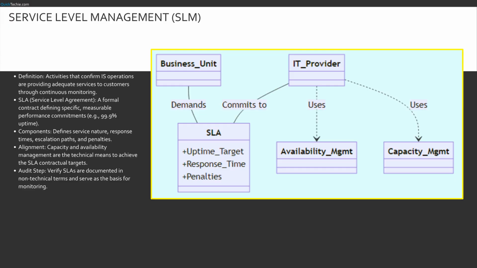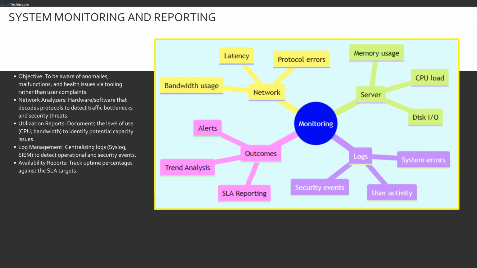Here we see the relationship structure. The business unit demands specific service levels. The IT provider commits to them via the SLA class, which contains attributes like uptime targets and penalties. To fulfill this contract, the IT provider relies on two internal methods: availability management and capacity management. You cannot manage what you do not measure. System monitoring provides the eyes and ears of operations.